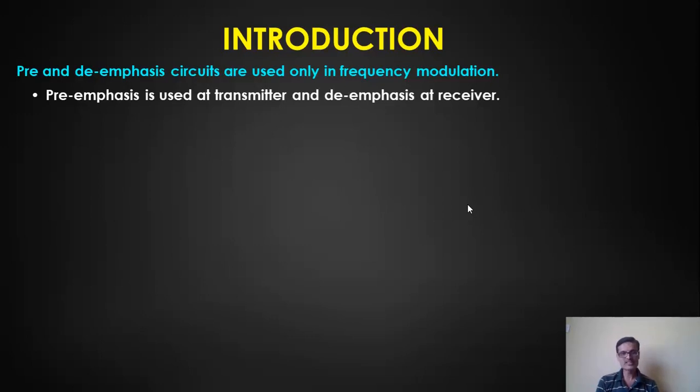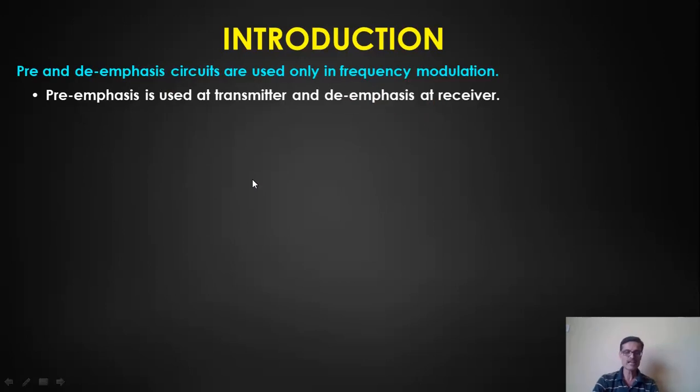To mitigate this problem, that is, to minimize the impact of the noise on the high frequency message signals, we use pre-emphasis and de-emphasis circuits in frequency modulation. These circuits are especially used in FM. The pre-emphasis circuit is used at the transmitter side and the de-emphasis circuit is used at the receiver side.